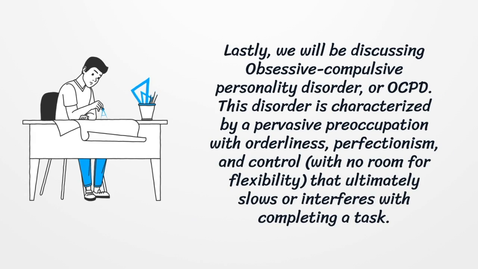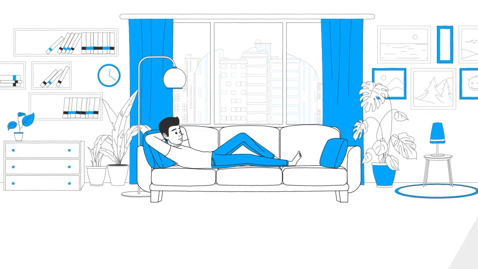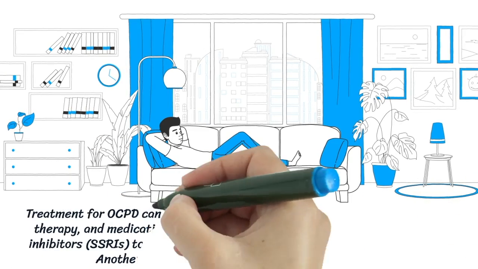Lastly, we will be discussing Obsessive-Compulsive Personality Disorder, or OCPD. This disorder is characterized by a pervasive preoccupation with orderliness, perfectionism, and control, with no room for flexibility, that ultimately slows or interferes with completing normal tasks, diagnosed by clinical criteria. Because it can be hard for a person with OCPD to see their issues, it is difficult to show them that seeking treatment is a good option, although it may seem more viable if their disorder begins to interfere with their life.